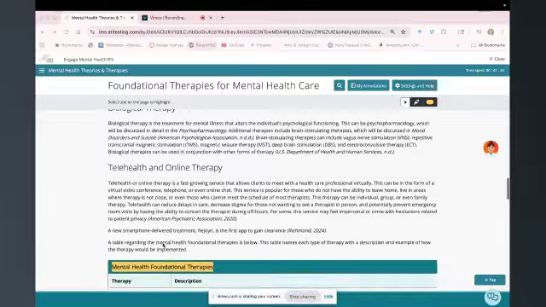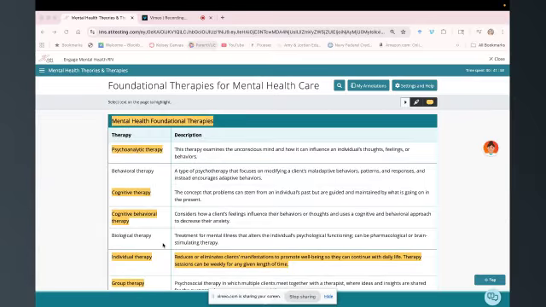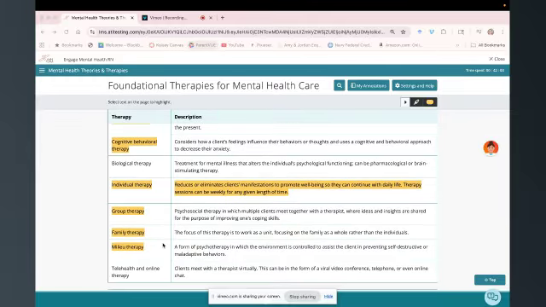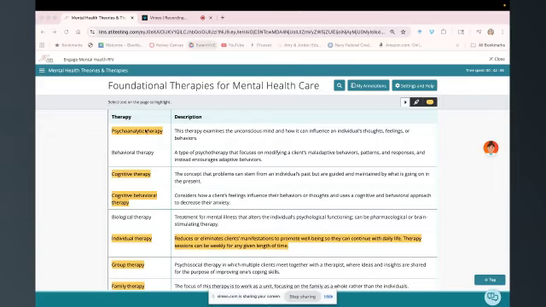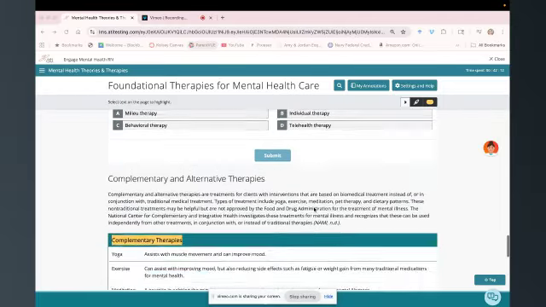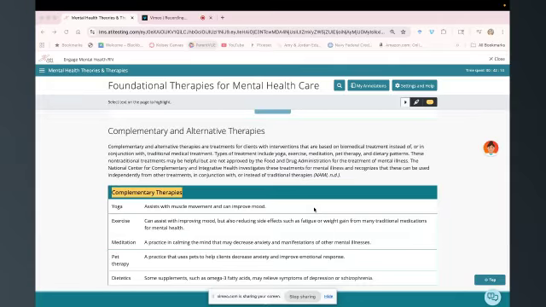And then here is another little table that ATI has put together so that you can look at some of the things that we talked about and have very simple descriptions. Complementary alternative therapies are based in biomedical treatments instead of or in conjunction with traditional medical treatments. They are not approved by the FDA, the Food and Drug Administration, for the treatment of mental illness, but they can definitely be helpful.